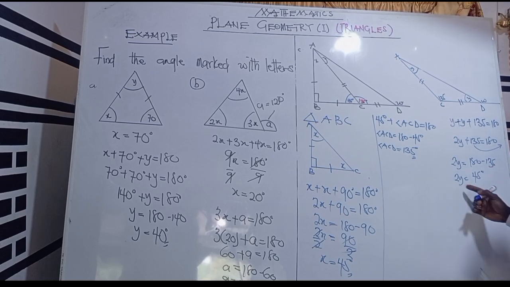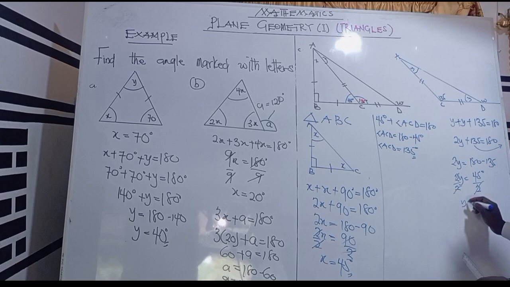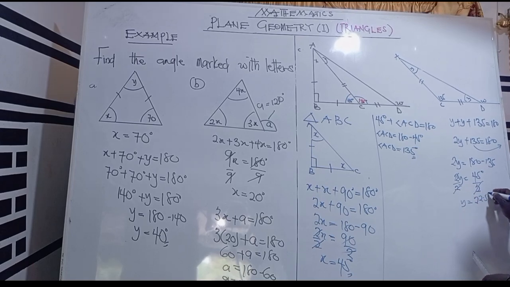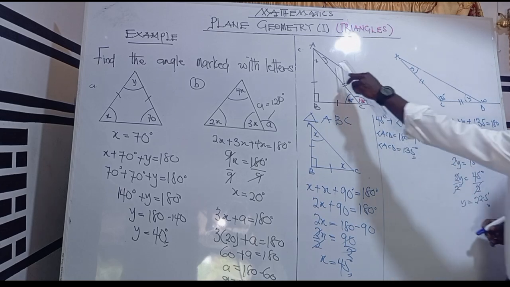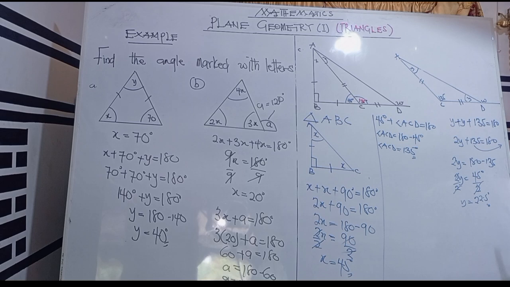Good. Now we are looking for y. We divide both sides by 2. Both sides by 2. This and that will go. So you can say that our y is equal to 22.5 degrees. And that is that for y. Good. Now that we know the value for y, we can find the value for w by applying angle on a straight line or adjacent angle. Try your hands on that, and I know you can find it.